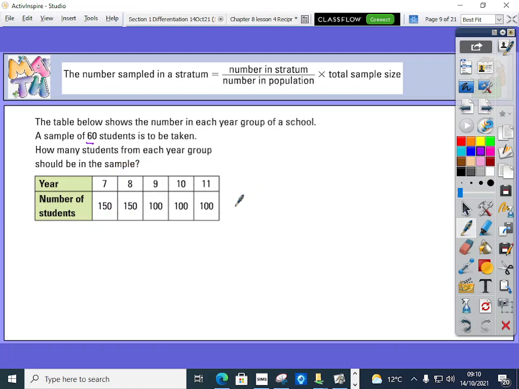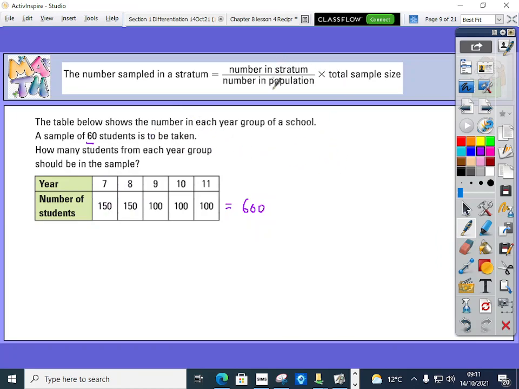Now first of all, before we start, we need to know the total population, how many there are altogether. So 150, 150, 300, 400, 500, 600. You've got 600 pupils. It makes sense, once we do this, because there are more year 7s and year 8s in our population, that we should have more 7s and 8s in our sample. That's what this is getting at, because we take it by the proportion.